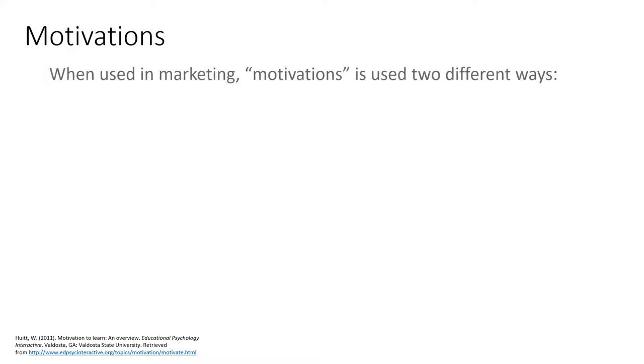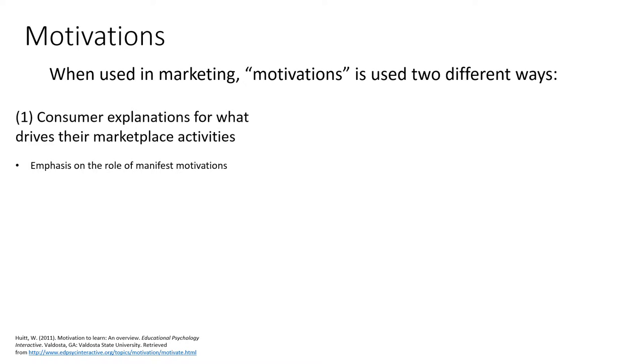When we talk about measuring motivations in marketing, we have to be clear about which of two different ways we may be talking about motivations. First, sometimes when we talk about motivations, we're talking strictly about consumers' explanations for what drives their marketplace activities. In other words, we're emphasizing the role of manifest motivations. Let me provide an example.